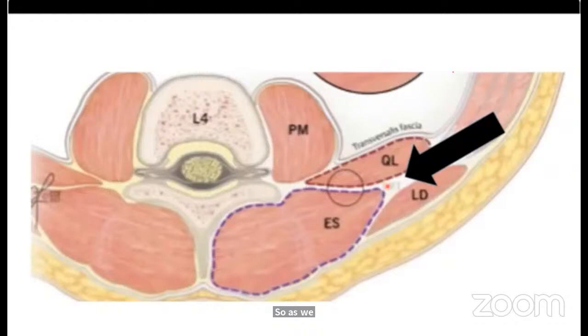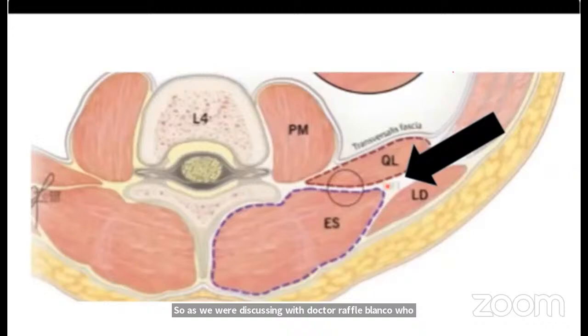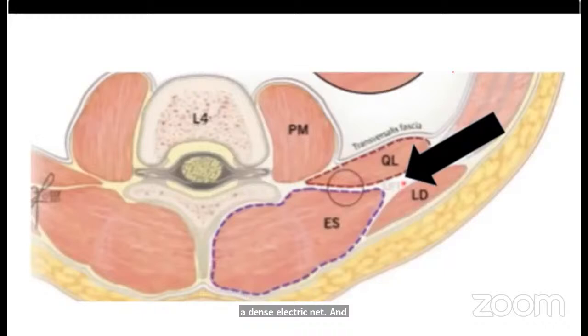Rafael Blanco, who discovered this block, shared his view that the abdominal cavity, or the whole abdomen, can be compared with a dense electric net. And this LIFT area is probably the switch button. If we deposit the local anesthetic in this area, it can lead to a sort of short circuit of the whole abdomen, and it produces dense analgesia over the whole abdomen.